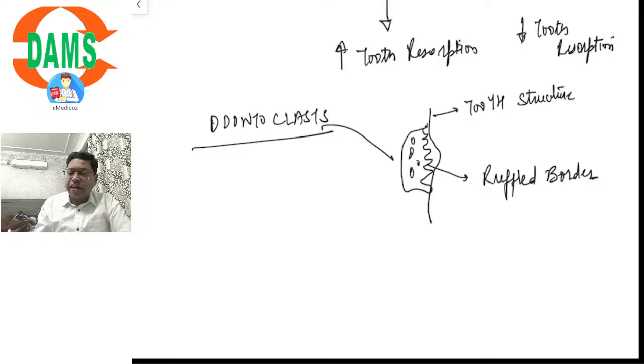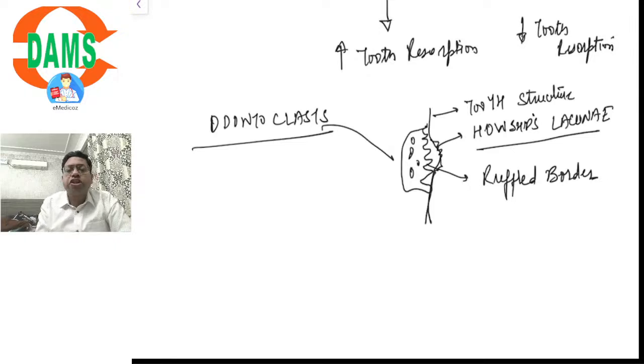And it produces saucer-shaped resorptive areas on the tooth called Howship's lacunae. So these irregular saucer-shaped resorptive areas on the tooth structure, which are produced by the attachment of odontoclast, are called Howship's lacunae. And they send out projections called ruffled border of the odontoclast. This is how the tooth resorption happens.